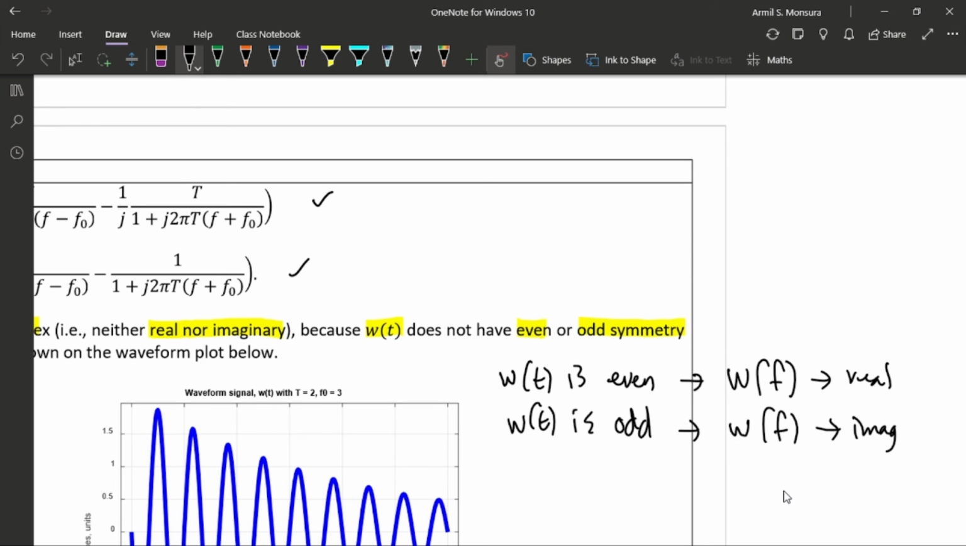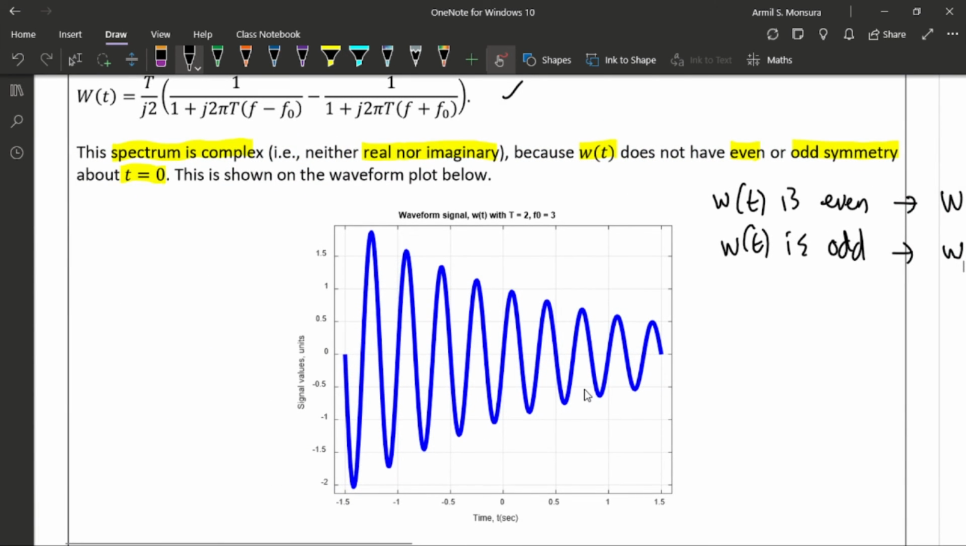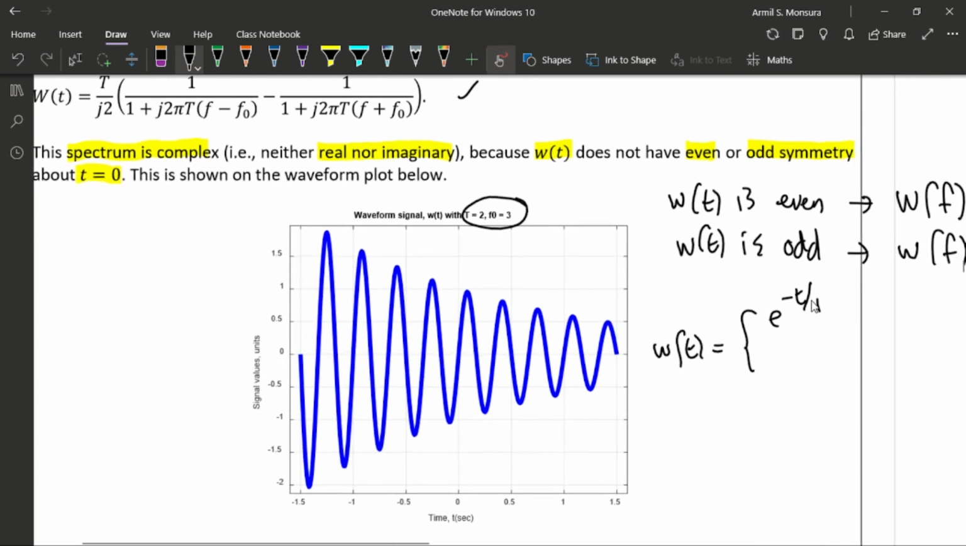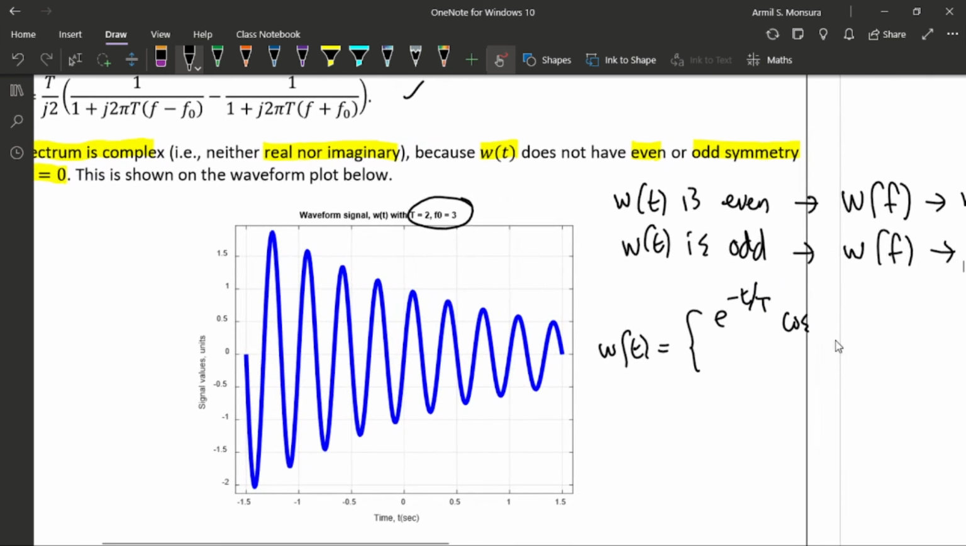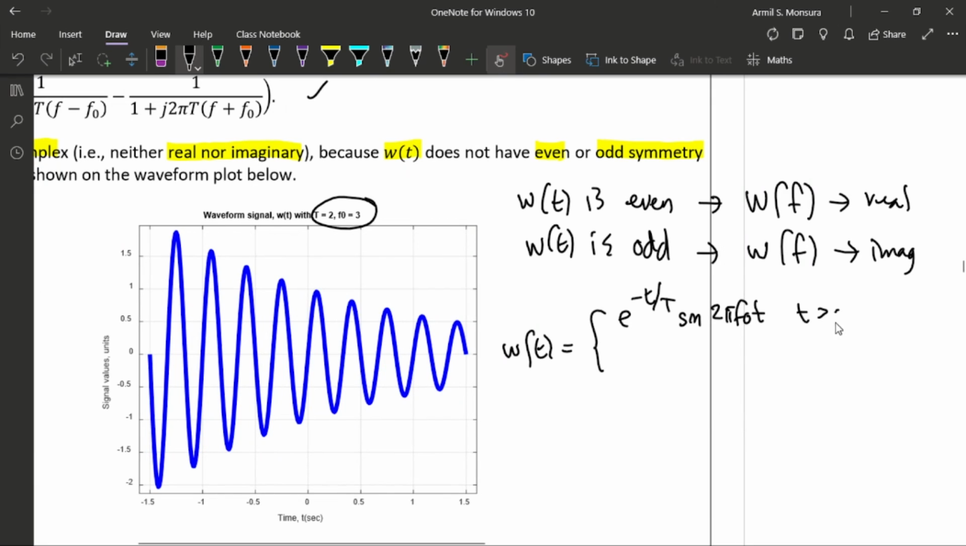Pero since wala tayong nakikitang observable symmetry with your waveform, ito na yung waveform niyo, given these parameters. Again, your waveform is e raised to negative t over T times sine of 2 pi f0 t for t greater than 0, and 0 for t less than 0. Yun ba yung given?